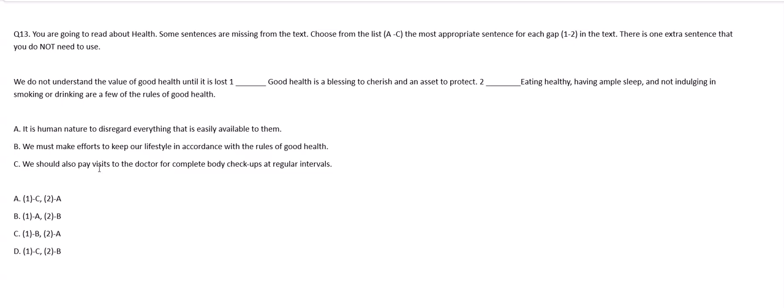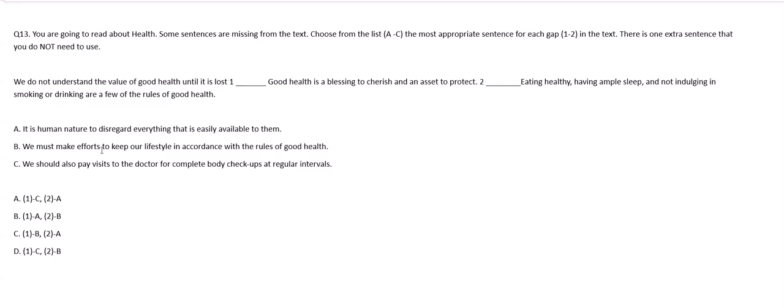We should also pay visits to the doctor for complete body checkups at regular intervals. Another option is: we must make efforts to keep our lifestyle in accordance with the rules of good health. They're talking about option B. Means they're talking about the lifestyle and how to keep in order to be in the rules of a good health. If you see here, eating healthy, these are called the lifestyle. So if you see logically, option B will come at the second blank.